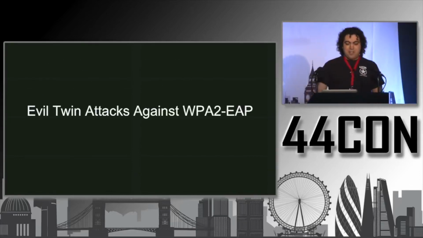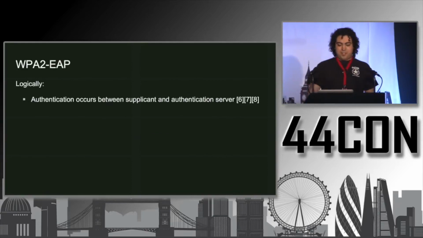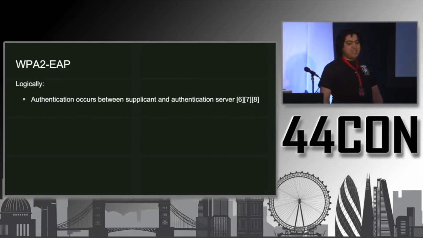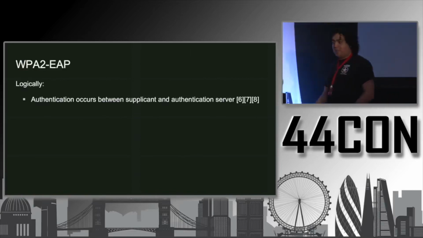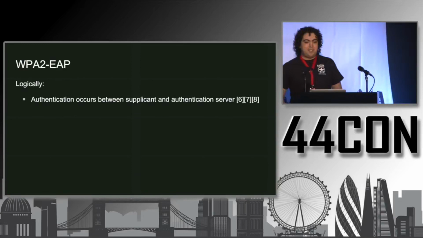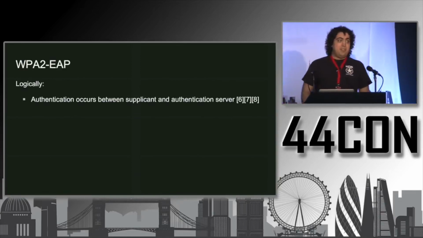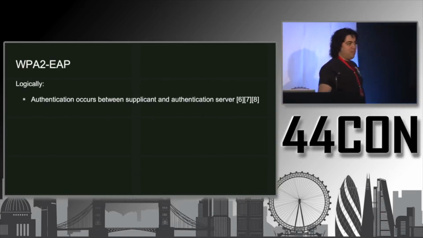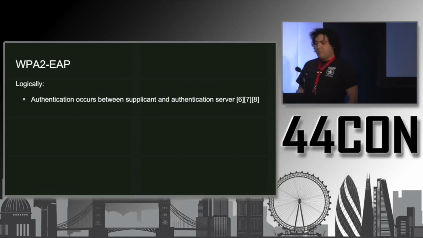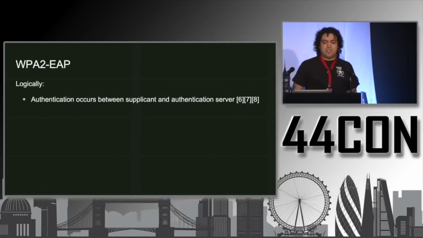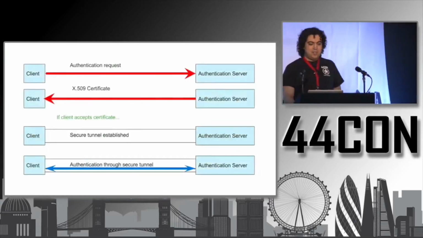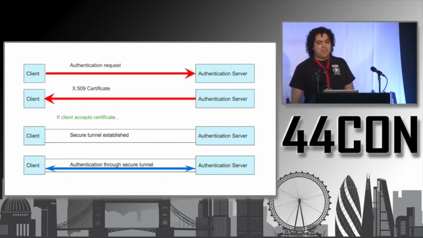So, just a little more background information. For those of you who are intimately familiar with EAP, aka Extensible Authentication Protocol, I know this is a bit of a simplification. We're going to go more in depth in a second. But logically, authentication occurs when you're talking about EAP. We're going to be focusing, by the way, on EAP-PEAP and EAP-TTLS for this talk primarily. So with EAP-PEAP and EAP-TTLS, authentication occurs between the supplicant and also the authentication server. And you kind of have this situation that looks like this, right?